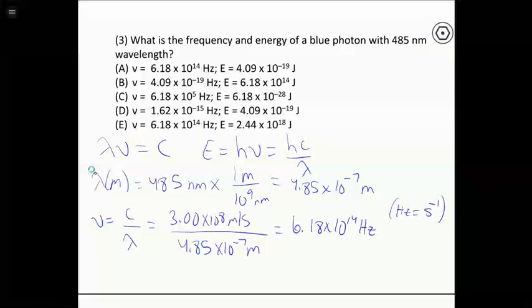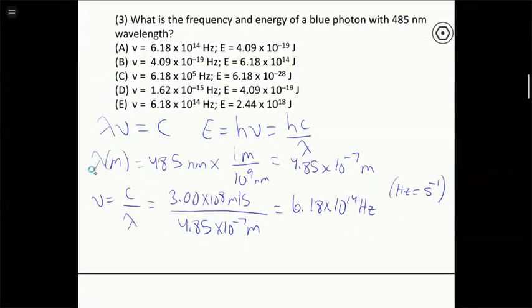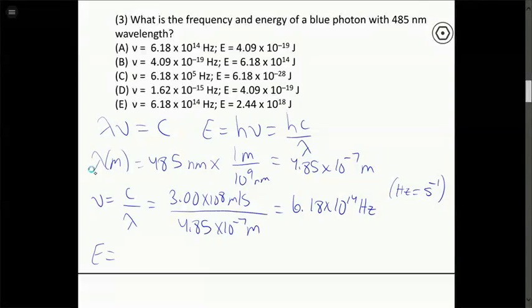And then finally, to get the energy of the photon, we can either take the wavelength that we were originally given and put it into this equation, or we can take the frequency that we just calculated and put it into this simpler equation. So either way will give us the same number. I'll do it the second way. So E is equal to just h times that frequency value that we just calculated.